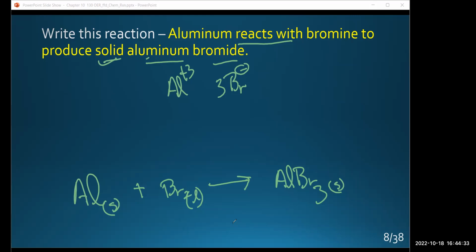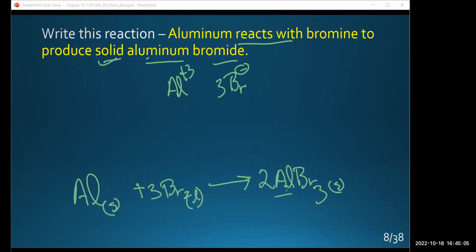Now we've got to balance it. In balancing it, we have a dissimilar situation. We got 2 Brs on the left, 3 on the right. No problem. We can use that little trick there. We're going to find a common number, which in this case looks like it's 6 again. So we put a 3 in front of Br, we got 6 on the left. Now we put a 2 in front of aluminum bromide, we got 6 Brs on the right. So the bromides are balanced, good to go.